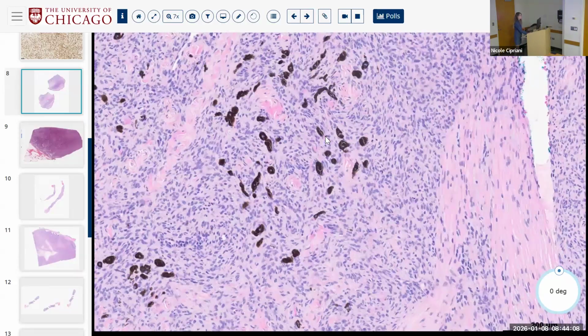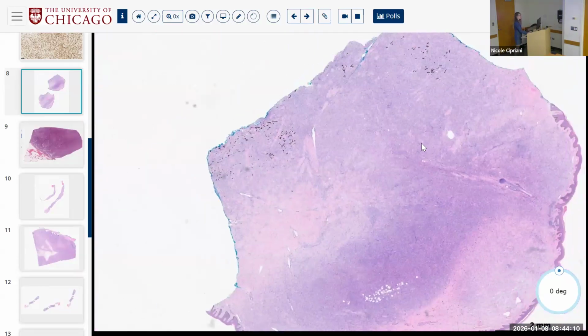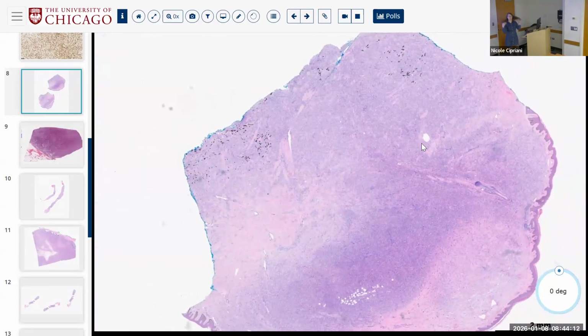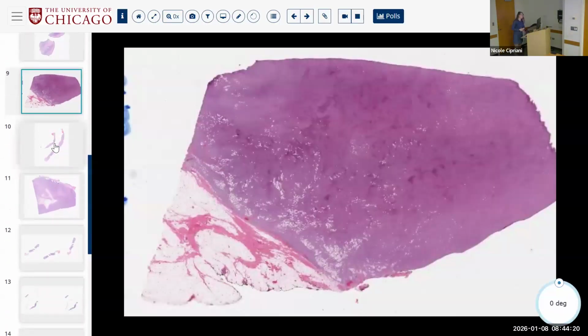What is the risk in these patients? Local recurrence or metastasis? Local recurrence, right? So these things need to come out with wide margins. What is the high-grade variant of DFSP, which you sort of mentioned? Fibrosarcoma, right? So DFSP can have fibrosarcomatous transformation.